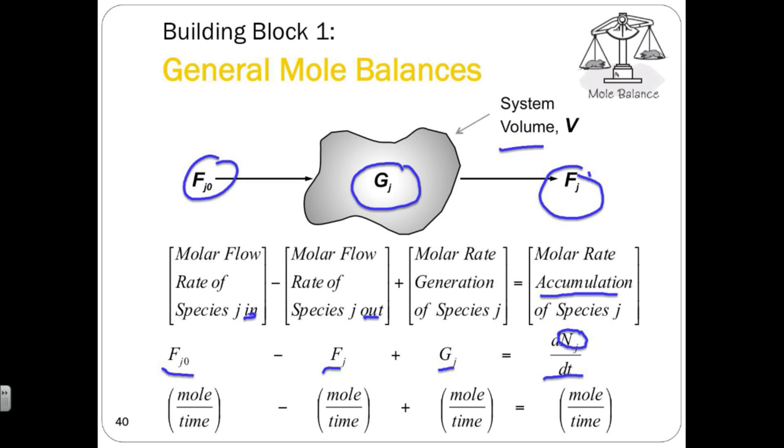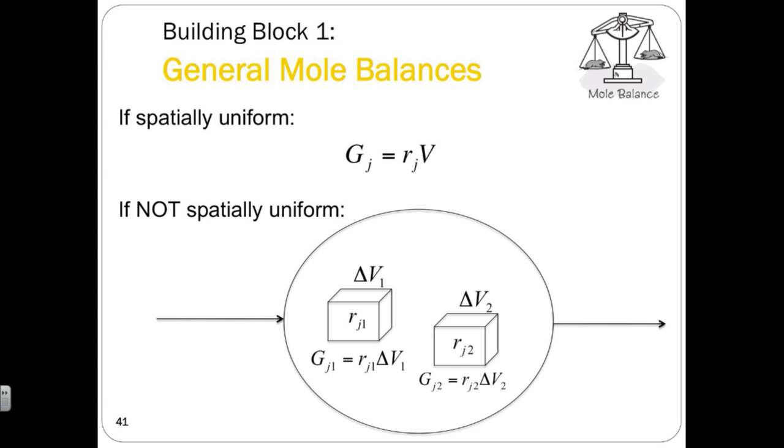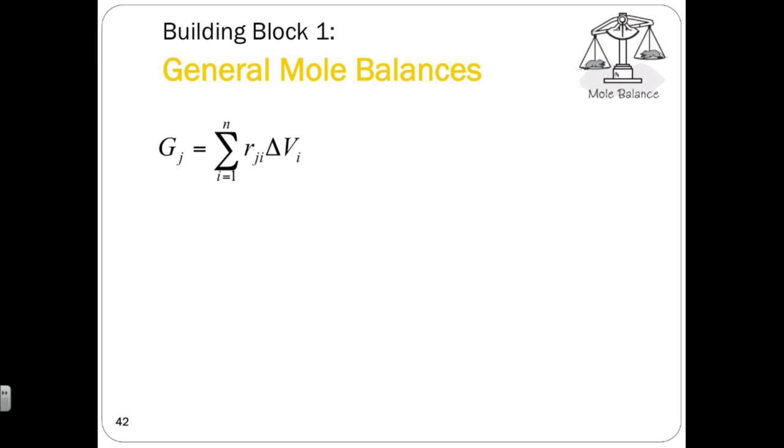Now, for a spatially uniform system where everything's the same throughout, we know G_j is just the rate of reaction times the volume. But if it's not spatially uniform, we have to take our system volume V and divide it up into a number of subvolumes. These subvolumes are so small that the rate is uniform within each. So we have a certain rate of generation, delta G_j1, in subvolume 1, which is the rate of reaction in subvolume 1, uniform, times subvolume 1. Similarly for subvolume 2. The total rate of generation is the sum of the rates of generation in each subvolume times the corresponding subvolume.